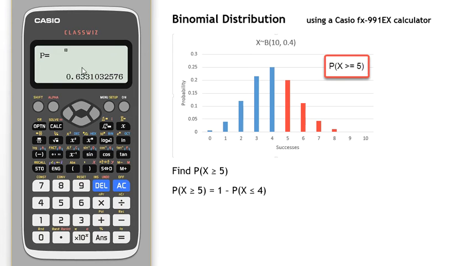But I can't do arithmetic in the distributions area of the calculator, so what I need to do is store that figure. So I'll say store in the variable X. Then I'll change back to option 1, calculator mode, and say 1 minus the variable X. So my answer, the probability that X is greater than or equal to 5, is 0.367 to 3 decimal places.